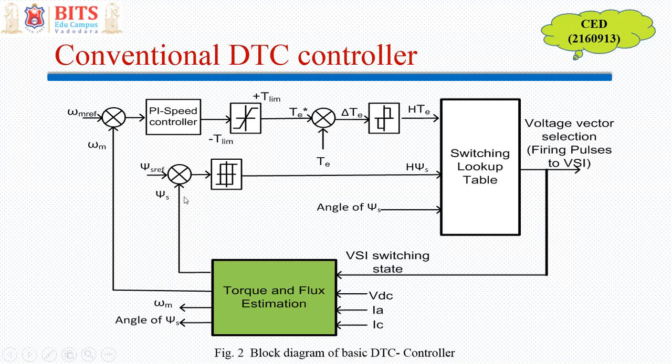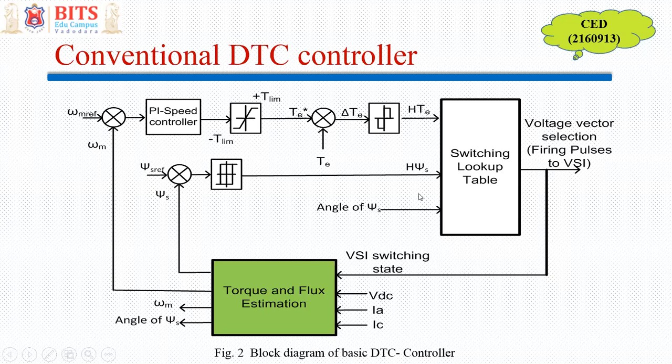Similarly, I have a reference flux, which is the value of flux which I should maintain constant. This is the estimated or calculated value of flux. If flux is within the limits, it is all right. If the error is more, that means +1. If the error is less, it is -1, right? And this is the angle of stator flux psi s. As you had seen in the previous slide, I need to find out where exactly my stator flux vector is. Then only I can select a particular voltage vector.